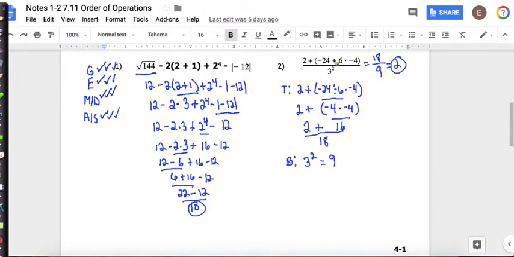So remember, if you have a fraction bar, do what's on top first by following order of operations, then do what's on the bottom next by following order of operations, and then don't forget to divide them. That's the biggest mistake I see people doing, is forgetting to divide them. Okay, turn to page 2.